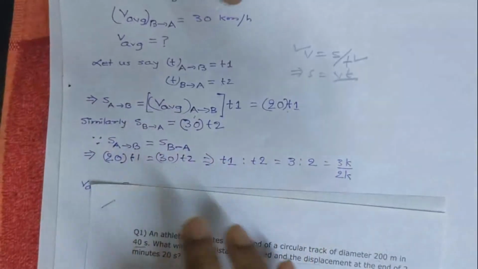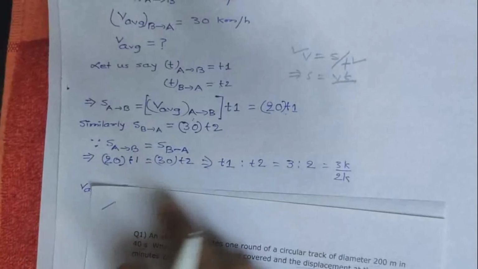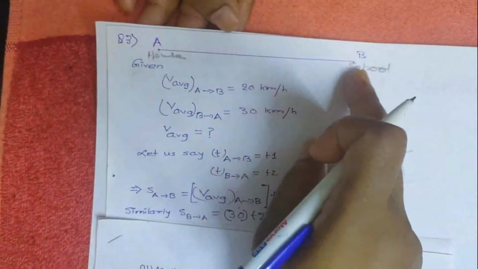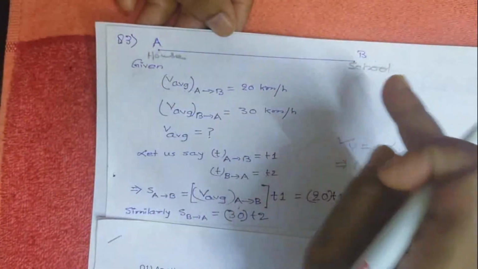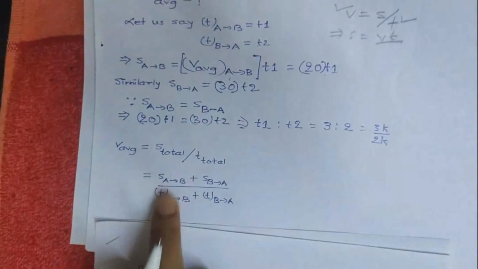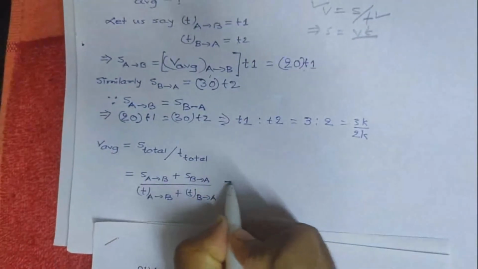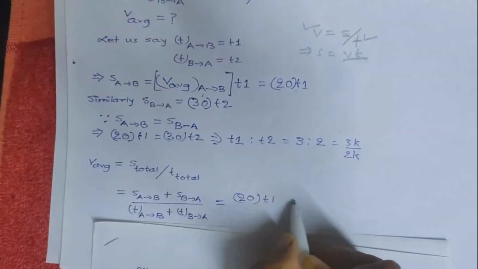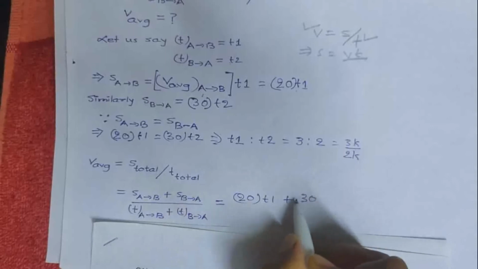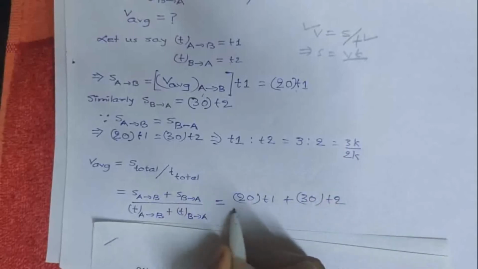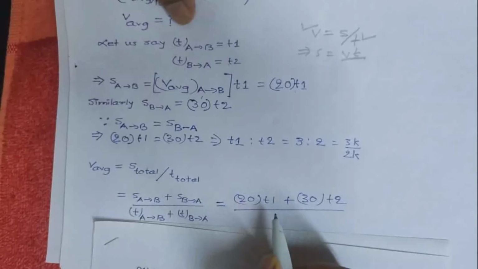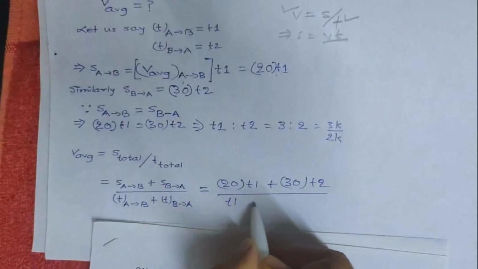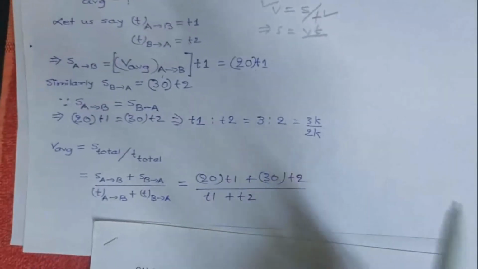So let us find out average speed. What is the formula for average speed? That is total distance covered by total time spent. What is total distance covered? A to B distance, S A to B plus S B to A, by total time spent. What is A to B? That is 20 t1 plus 30 t2. And time spent is t1 plus t2. So let us substitute this.